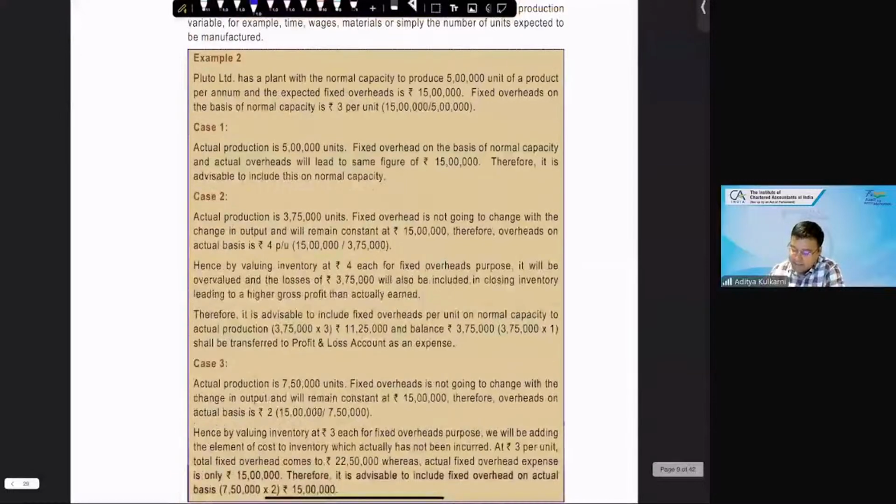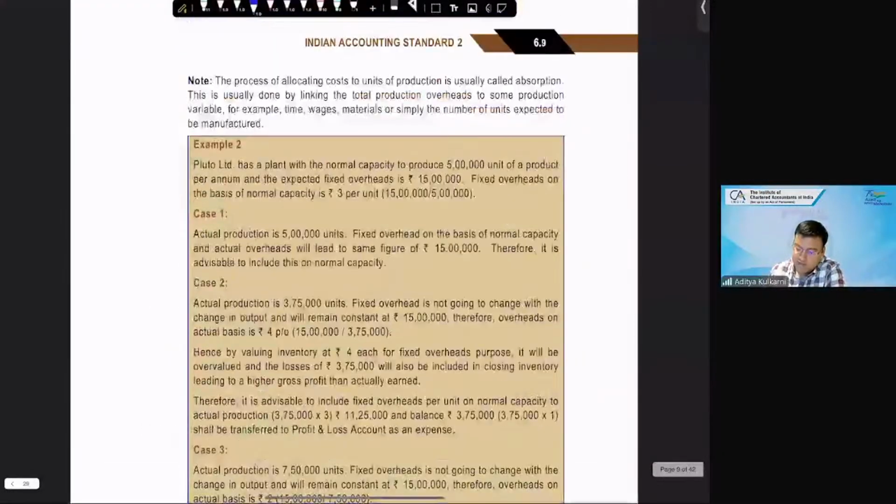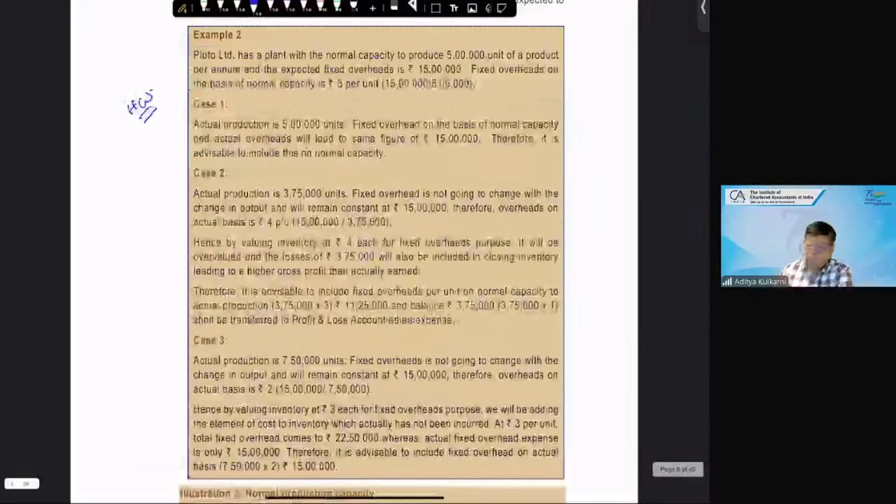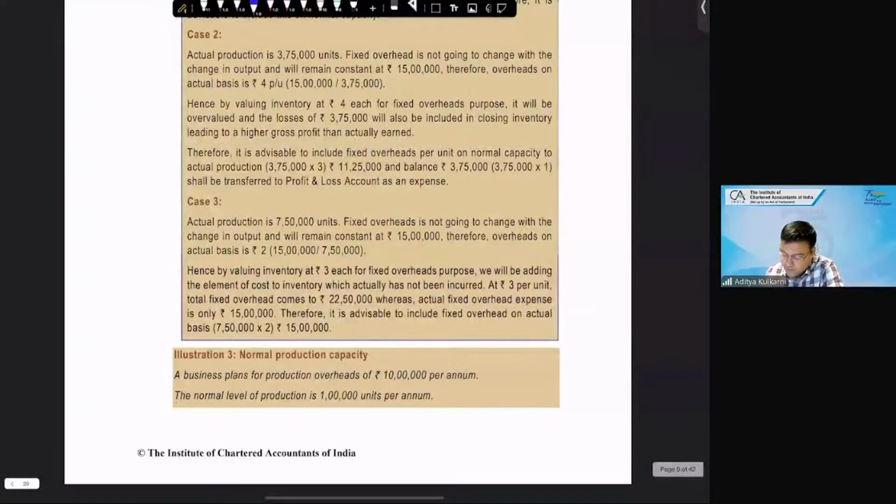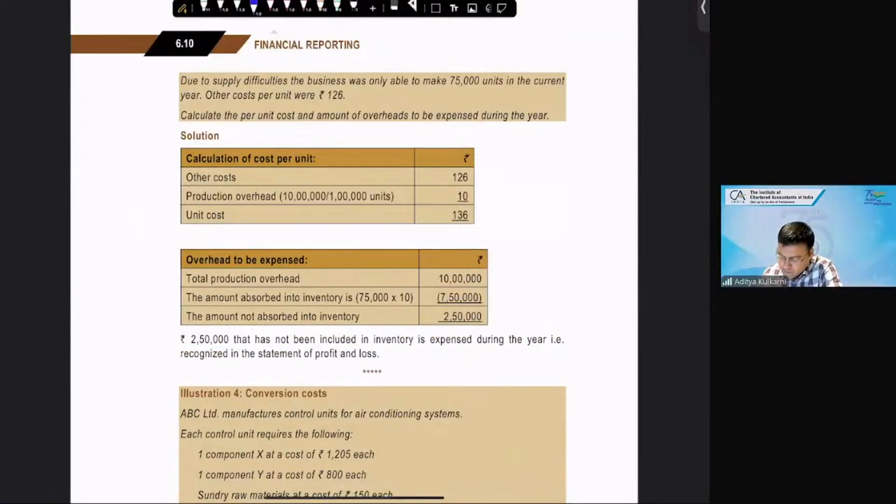You can look at these illustrations for your reference. Okay, ये मैं homework के लिए छोड़ देता हूँ. Please look at them. It's exactly what they have explained there. Okay, all right.